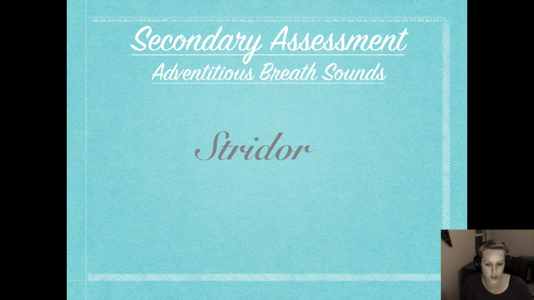So our next one is stridor. This is a brassy crowing sound. You can usually hear this without a stethoscope. This is caused by narrowing, swelling, or obstruction of the upper airway. This could be epiglottitis, foreign body airway obstruction, or just swelling of the upper airway in general.